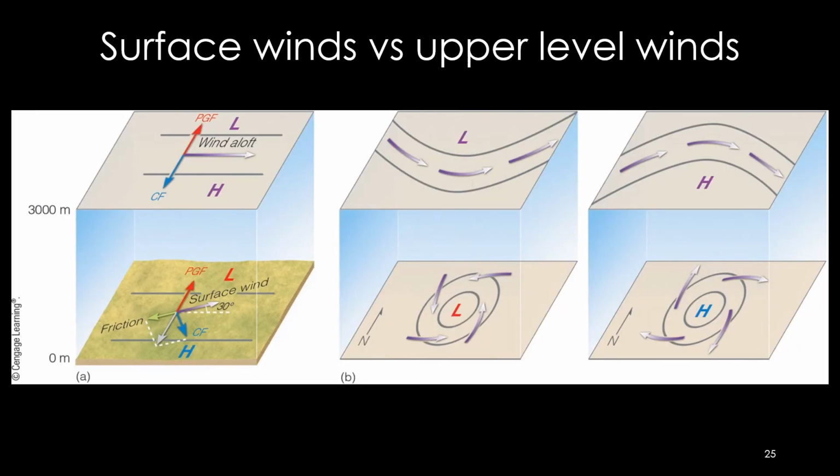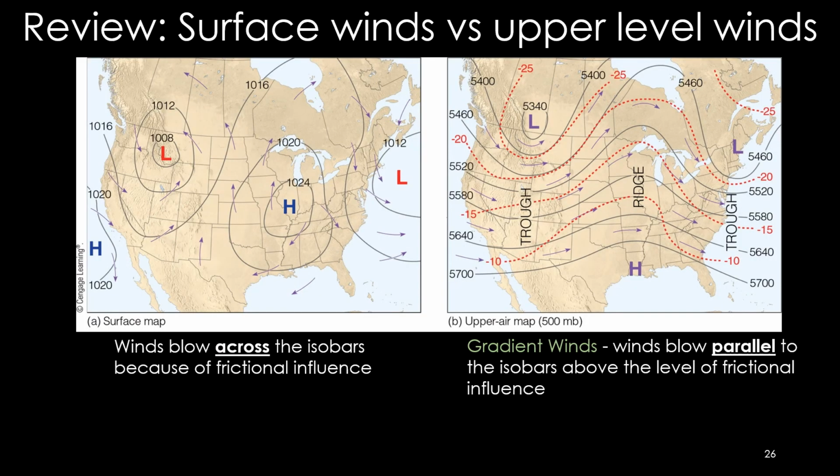What we end up seeing is the difference between surface winds and upper level winds. As we just mentioned, our upper level winds are following the pattern of the isobars. But because we have frictional influence on our surface winds over here on the left, our winds are actually flowing across the isobars. So again, at the surface, our winds are blowing across the isobars because of frictional influence, and that's why you're seeing these arrows go across the isobars instead of along with them.